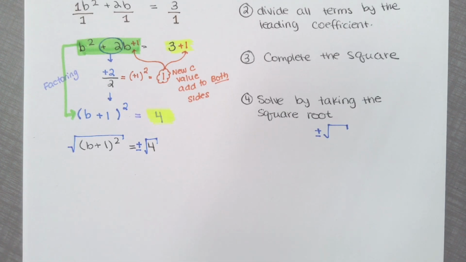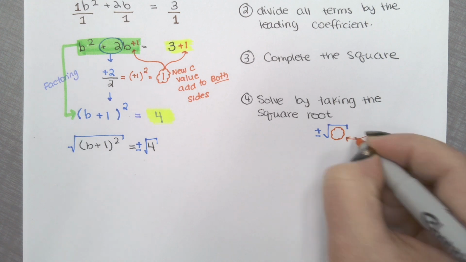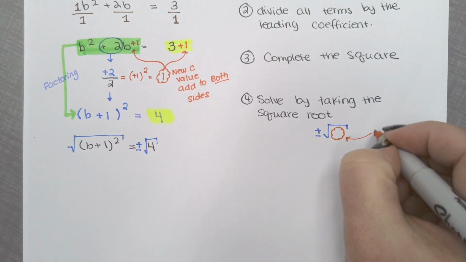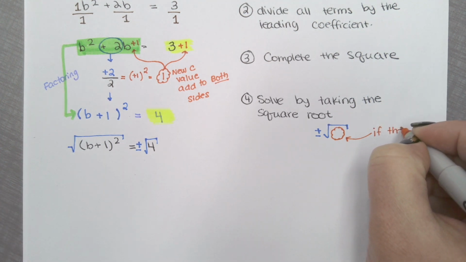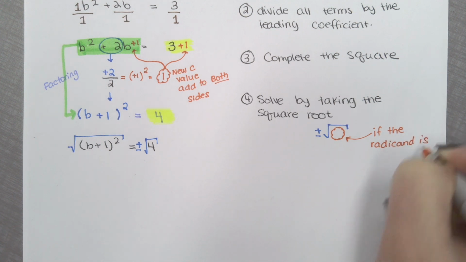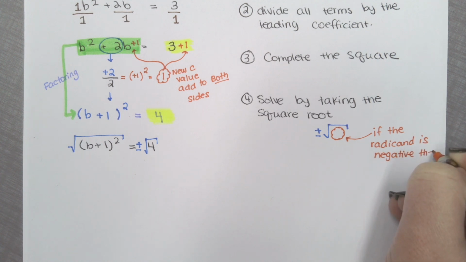Now this is where things can happen, okay? If you have the inside a negative, specifically in this step, it doesn't matter if it's negative before, it has to be in this step. If the inside is negative, then you have no solution.